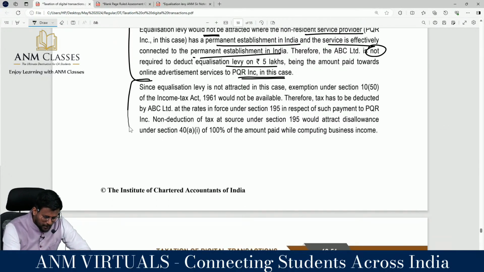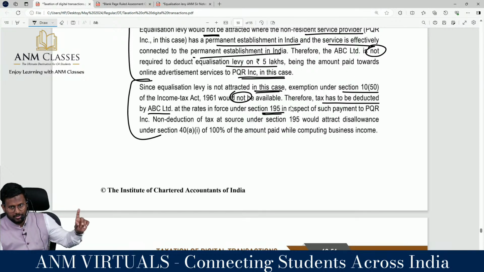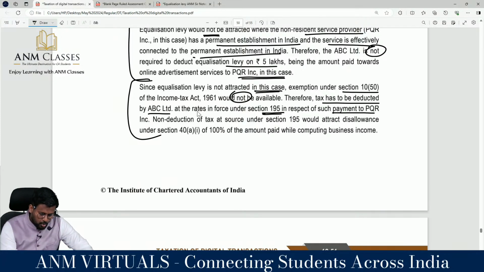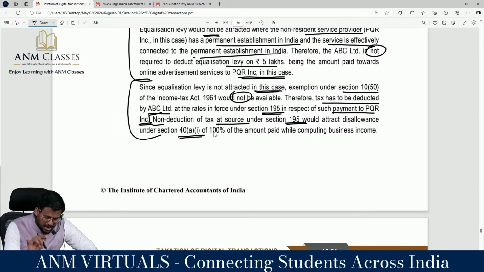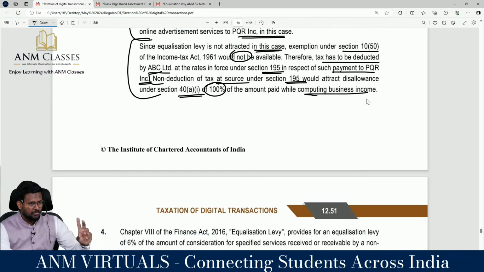Since equalization levy is not attracted in this case, exemption under section 10(50) would not be available. Therefore, tax has to be deducted at the rate in force under which section? This is very important: under section 195 in respect of such payment. Non-deduction of tax at source under 195 would attract disallowance under 40A subsection 1 of 30% of the amount paid while computing the business income. Have you understood how the section changes?